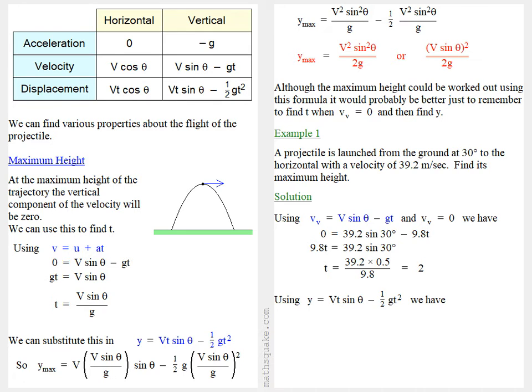Now, using y equals vt sine theta minus a half gt squared, we've got v is 39.2, t is 2, and sine theta is a half, so y is equal to 39.2 times 2 times 0.5 minus a half times 9.8 times 2 squared, which is 39.2 minus 2 times 9.8, or 19.6 meters. So the maximum height is 19.6 meters.